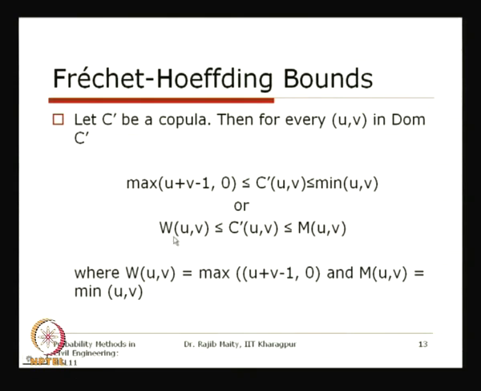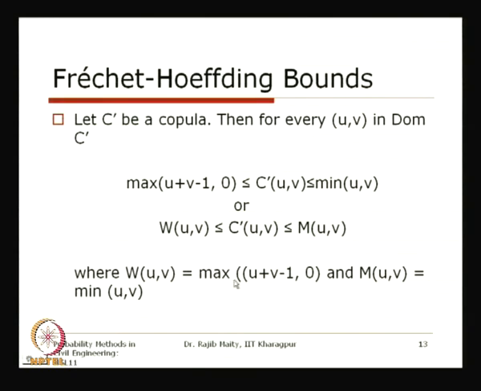Why this is W and why this is M, there is no special reason; these are just notations. You can remember that the way the letter W is written, the lower side is bounded, and the way the M is written, the upper side is bounded. This is just for notational sake only. So this is your lower bound and this is your upper bound of the copula function. The lower bound is the maximum of u plus v minus 1 and 0, and the upper bound is the minimum of u and v.